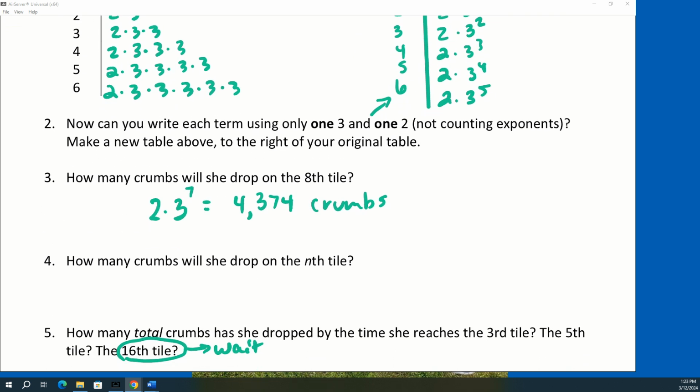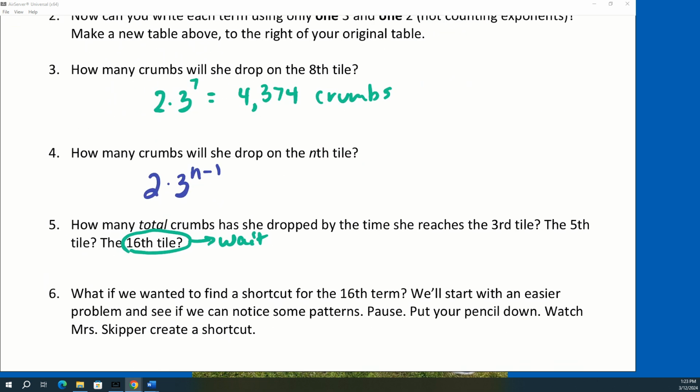All right, and then so the nth tile is still 2 times 3, but what would the power be? N minus 1. Yes. That's the formula, basically. It's the first term or the first amount, and then what you're multiplying by each time raised to the n minus 1.